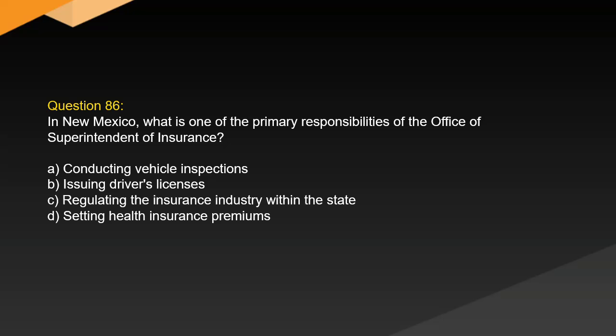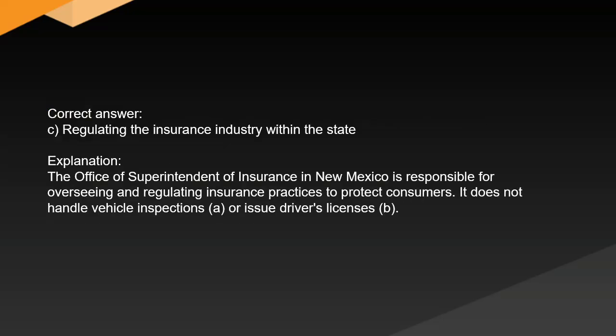Question 86. In New Mexico, what is one of the primary responsibilities of the Office of Superintendent of Insurance? A. Conducting vehicle inspections. B. Issuing driver's licenses. C. Regulating the insurance industry within the state. D. Setting health insurance premiums. Correct answer: C. Regulating the insurance industry within the state. Explanation: The Office of Superintendent of Insurance in New Mexico is responsible for overseeing and regulating insurance practices to protect consumers. It does not handle vehicle inspections, A, or issue driver's licenses, B.